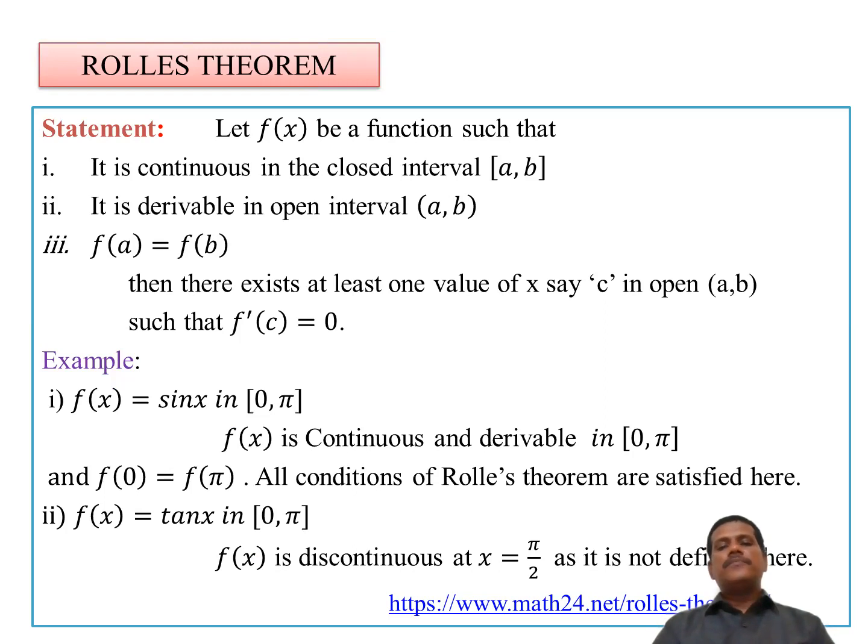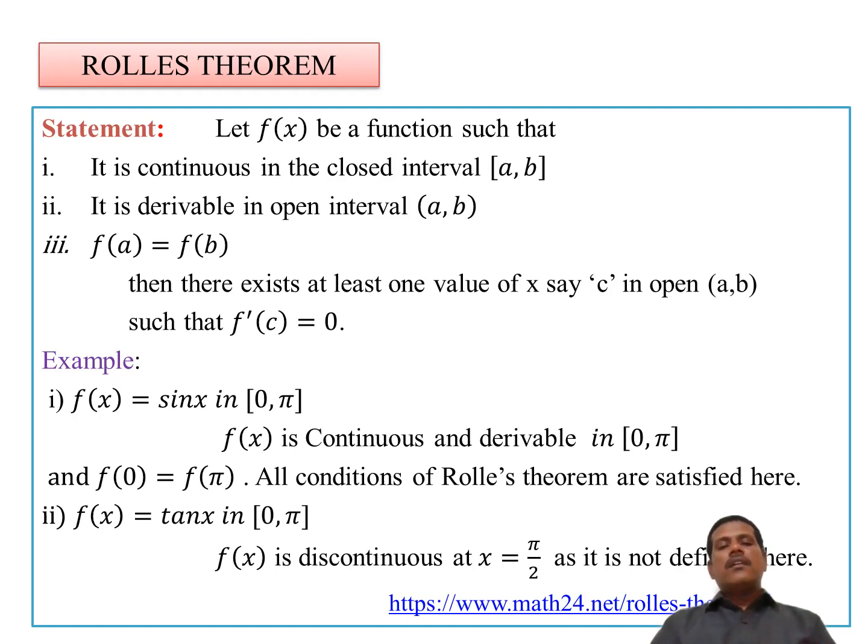such that f dash of c is equal to 0. For example, to verify Rolle's theorem for the function f of x equals sin x in the interval 0 comma pi. Sin x exists for all values between 0 and pi. So it is a continuous function in the closed interval 0 comma pi, and it is a derivable function in the open interval 0 comma pi.